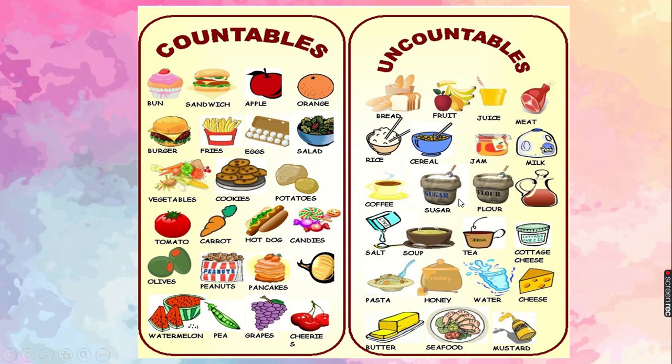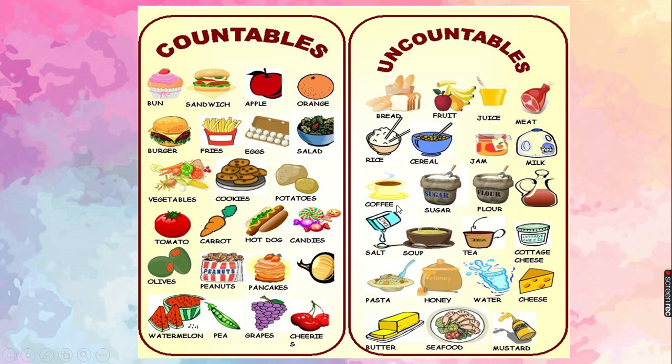I'll read it with you quickly, okay? And you can repeat after me so that you can use them next time too. First one, bread. Fruit. Juice. Meat. We cannot say meats. We cannot say juices. We say juice and meat. Rice. Cereal. Jam. Milk. Can you say milks? No. You can say there is some milk.